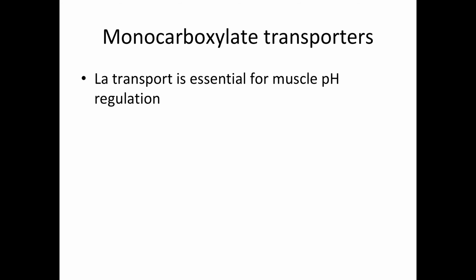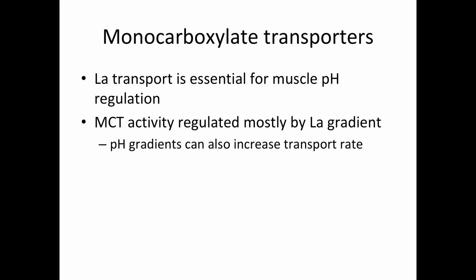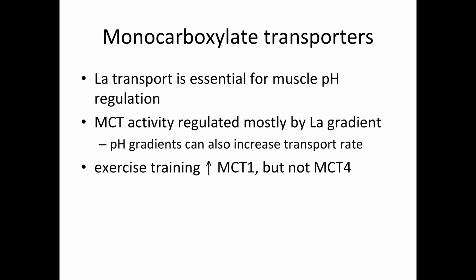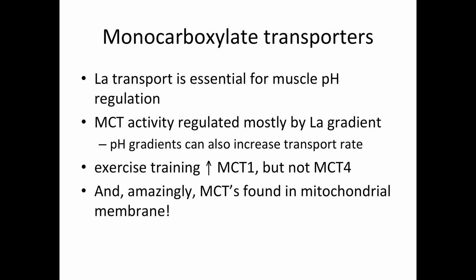Lactate transport is essential for muscle pH regulation. The monocarboxylate transport activity is regulated by the lactate gradient, and pH gradients can also increase the rate of transport. And amazingly, exercise training will increase at least the MCT1 isoform. And as we mentioned, amazingly, MCTs are found in the mitochondrial membrane as well.